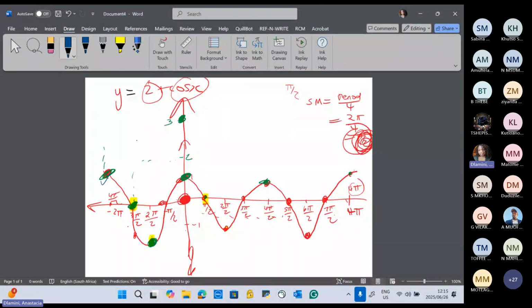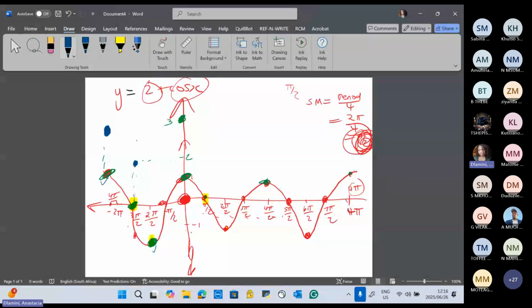This point here goes to +3. The second point goes to 2. This point here goes to 1. Yes, it's 1 because it's at -1 plus 2 is 1.